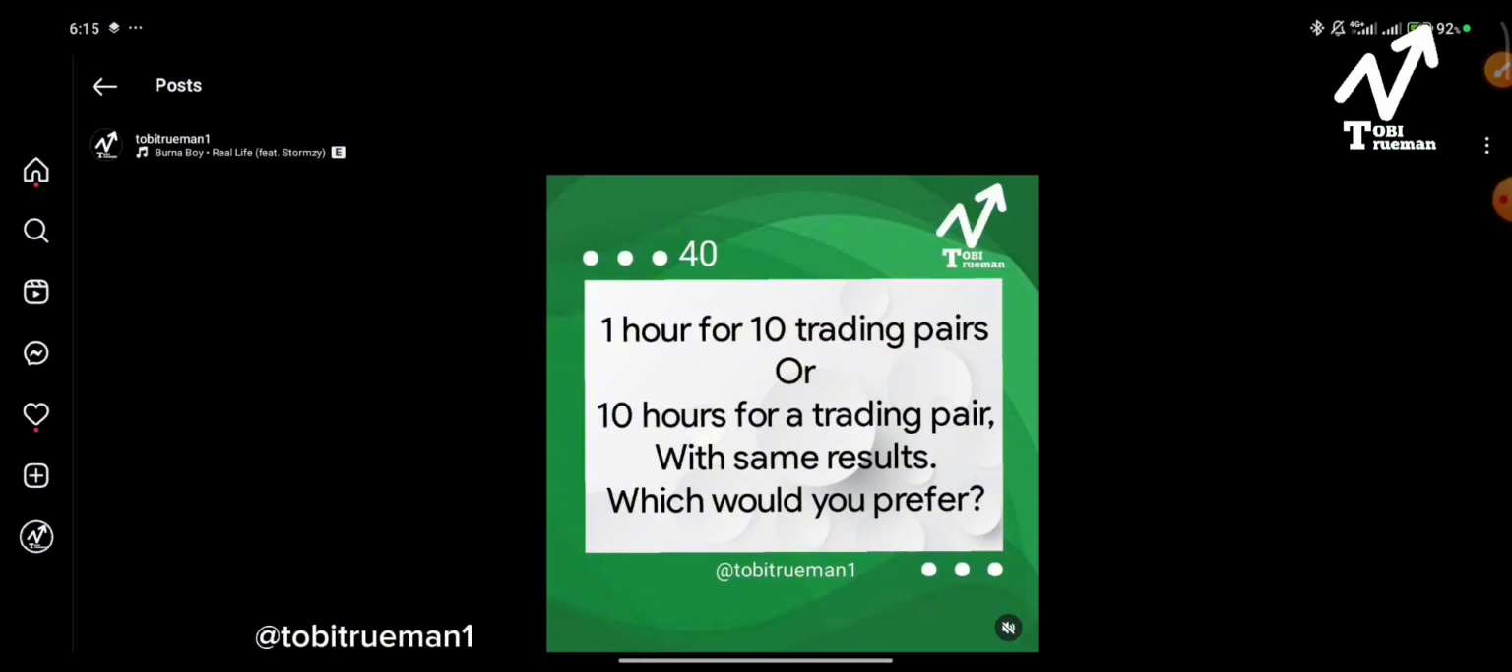So I will explain more on this later when I talk about selecting the different types of currency pairs to trade. Whether you should be trading one pair and spending a lot of time on it, or you should be trading a lot of pairs and spending little time on them. We'll be talking more on that later.